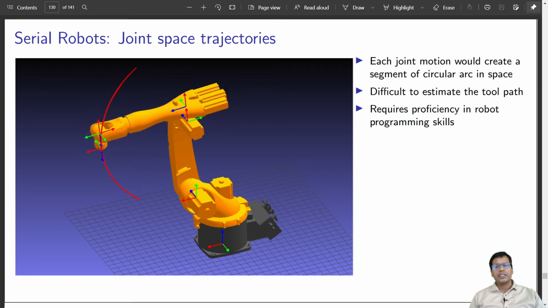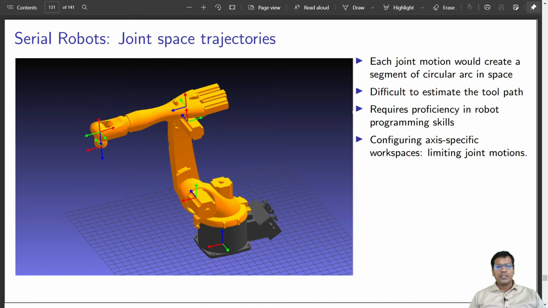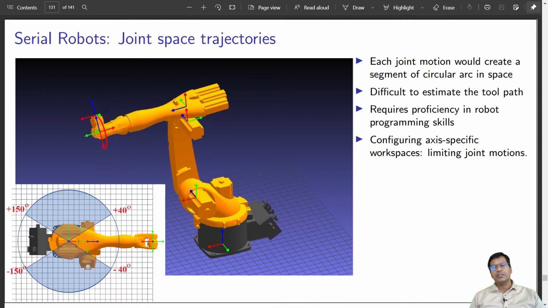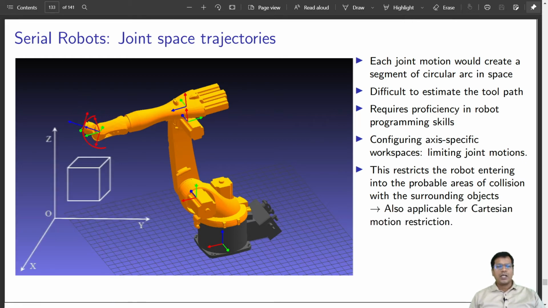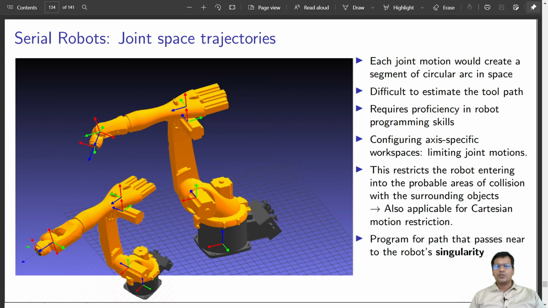It offers some special advantages. It is used to configure axis-specific workspaces by limiting some specific joint angular motion. This restricts the robot from entering probable areas of collision with the surrounding objects in the robot workspace. The approach of motion restriction for safety against collision can also be achieved using Cartesian workspace limiting. Specifying motion through joint space trajectories becomes quite useful if the robot end effector passes through any singular positions.